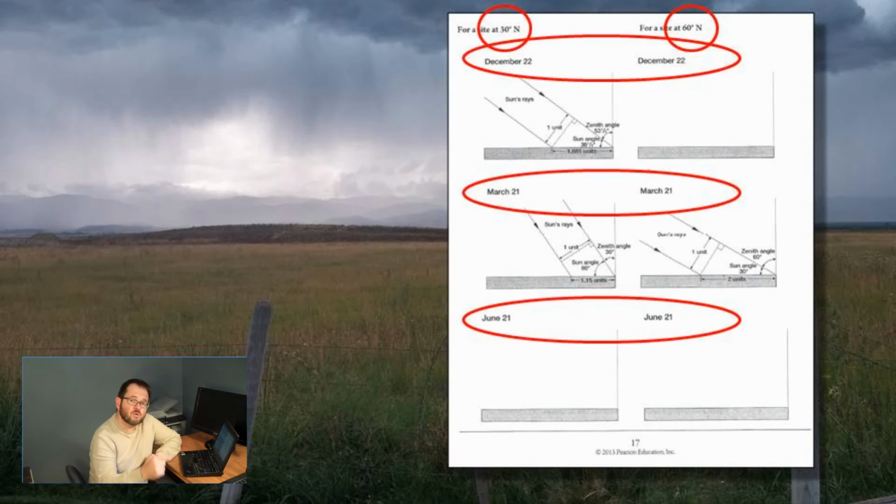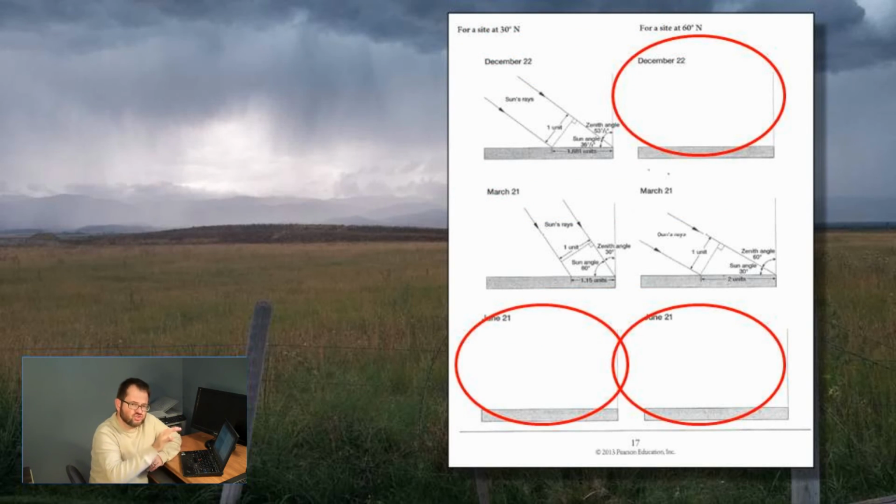Then each of the 3 rows in this diagram represents a date. The top row is December 22nd, the second row is March 21st, and the bottom row is June 21st. So if you pay attention to the structure of that diagram, you notice that there are really only 3 more figures to fill in. They give you 3 of them already.